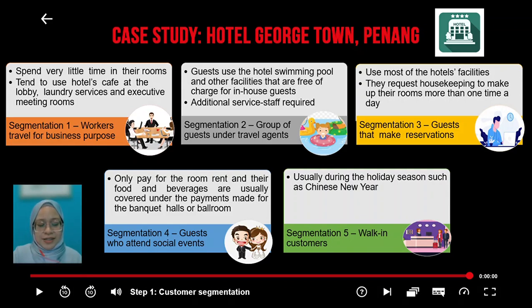The last customer segment comes from walk-in customers. These customers are either brought by taxi drivers from the airport, or come during the holiday season such as Chinese New Year. During this time, customers are referred by other hotels that do not have vacancy at their own facility. No discounts are offered to these customers and they have to pay for their breakfast.